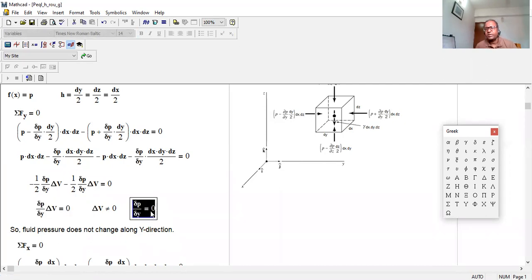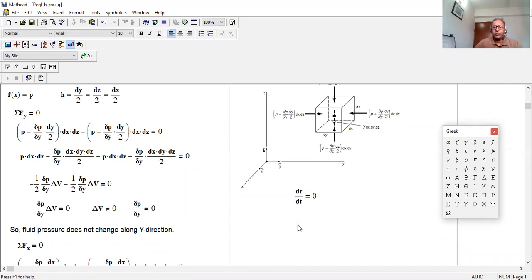What does it mean? Like if I say dr divided by dt equals 0, what does it mean? It means the rate of change of r is 0, so the value of r is not changing with time. Similarly, right over here, we can say the pressure is not changing along the y direction. So the fluid pressure does not change along the y direction.